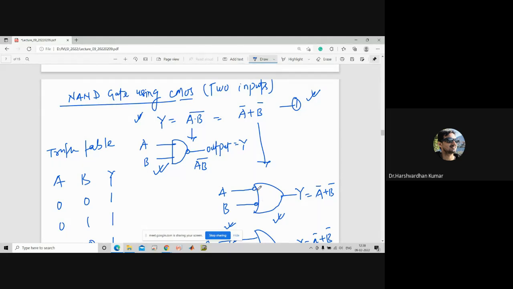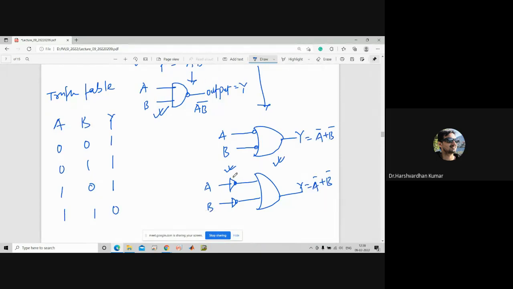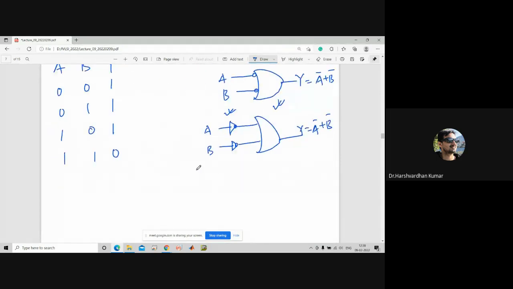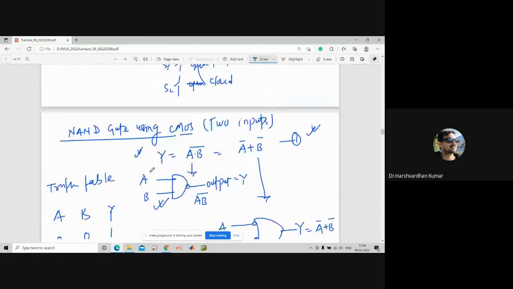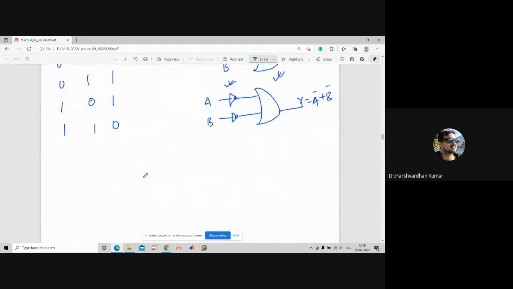How can you design the AND gate using CMOS? Transistors in series, right? And for the OR gate, it should be in parallel, right? Okay. So to design the NAND gate using CMOS, let us see the configurations.